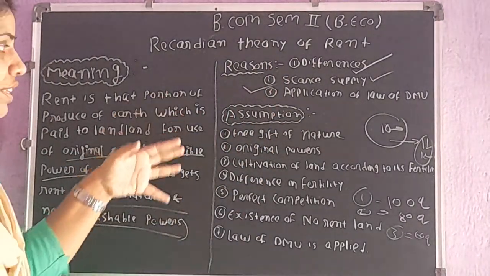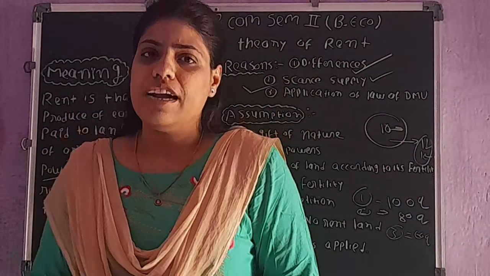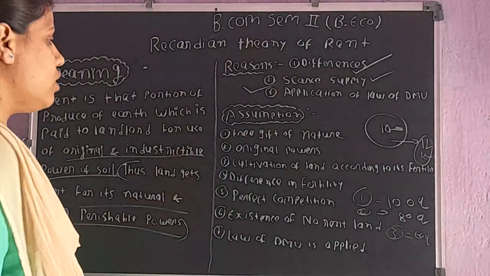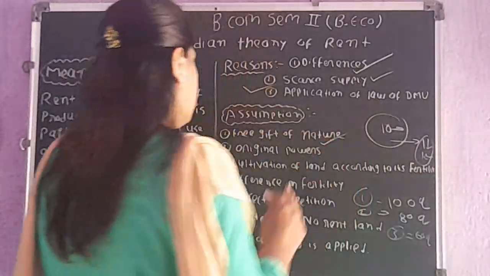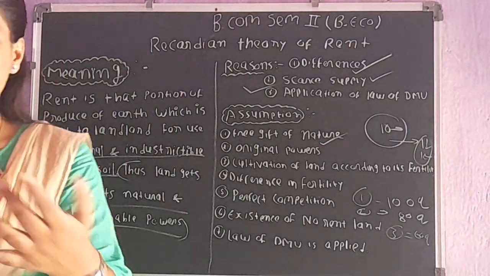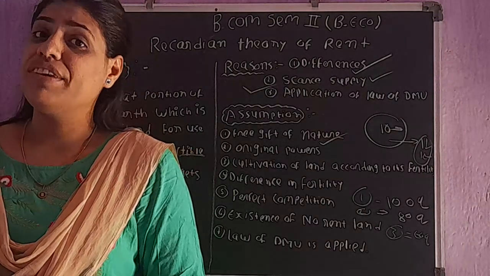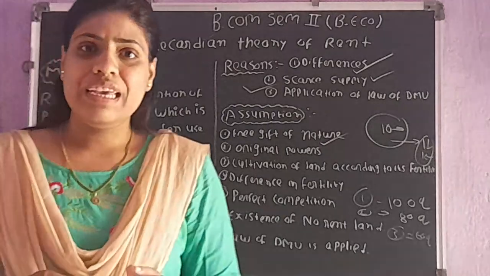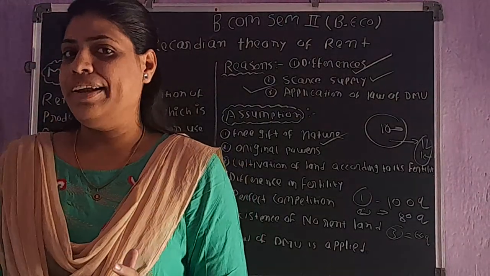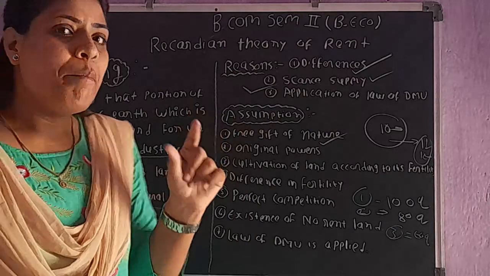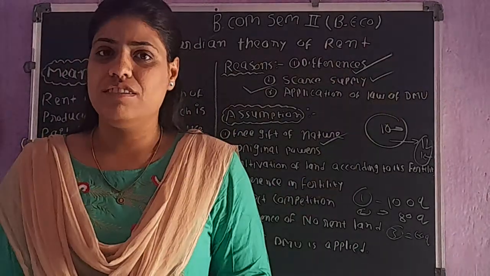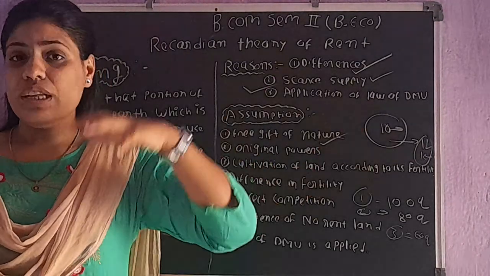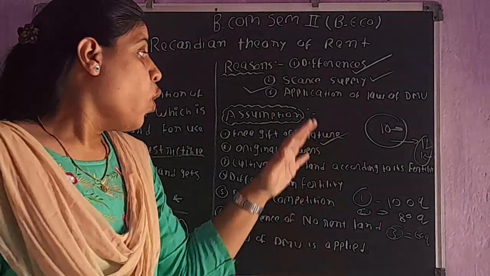After that, we have certain assumptions on which this Ricardian theory of rent is based. So let's see what those assumptions are. The first assumption over here is free gift of nature. See, when we talk about the land, it is a free gift of nature to the human. Of course, you are paying rent to the owner of land, but land is not a man-made resource. It is the gift of nature, and nature is not asking for anything in return for giving you the land. That is why we are saying that it is a free gift of nature.